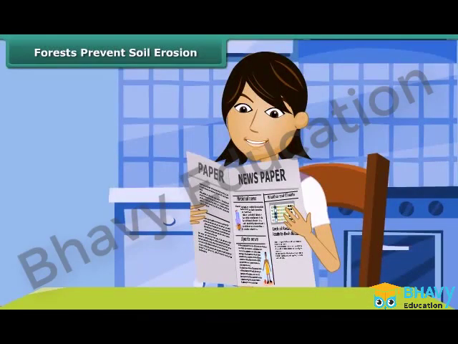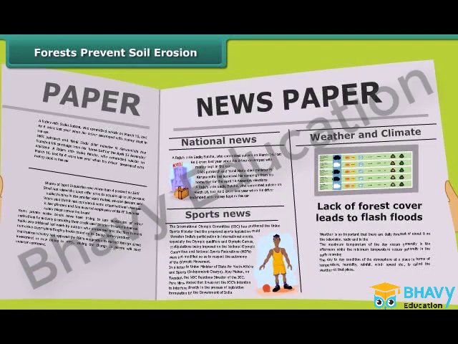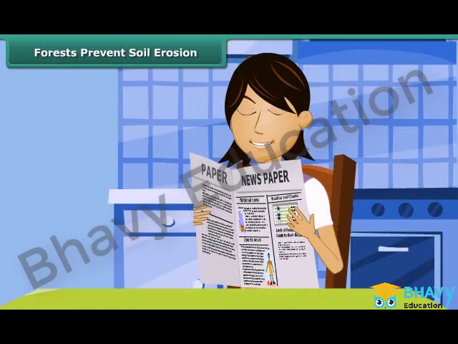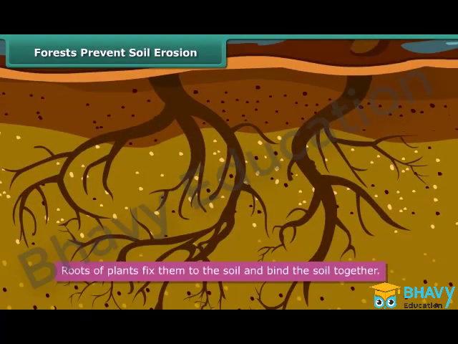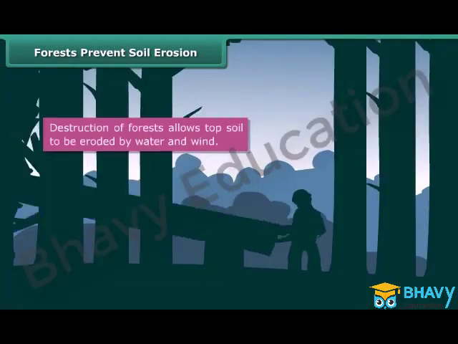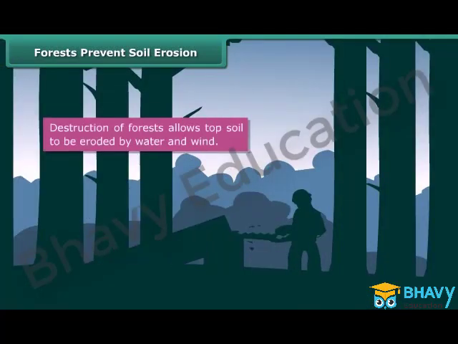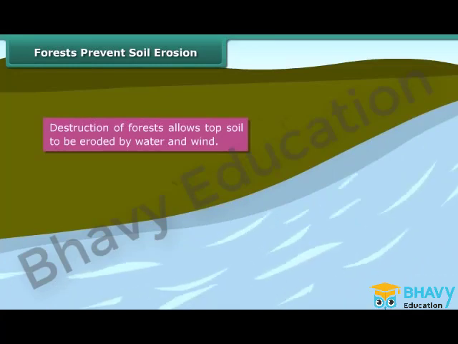Lena comes across a headline in the newspaper: lack of forest cover leads to flash floods. She is eager to know the connection between forests and floods. Roots of plants not only fix them to the soil, but also bind the soil together. When forests are destroyed, the topsoil becomes loose and is eroded by water and wind.